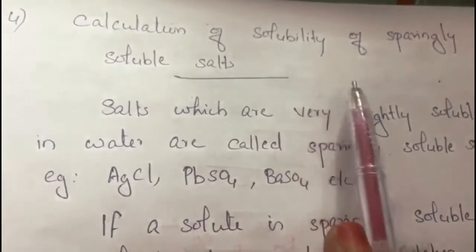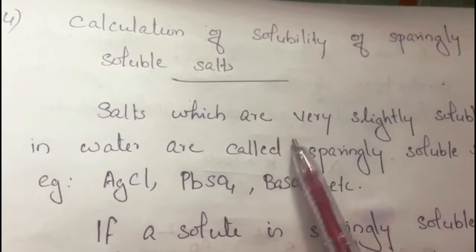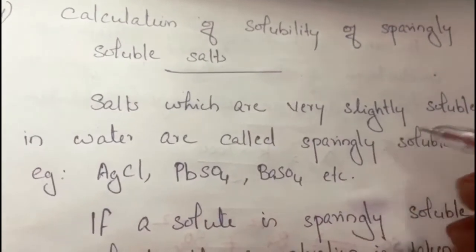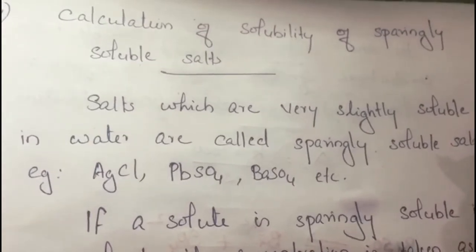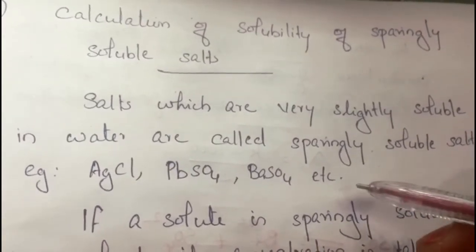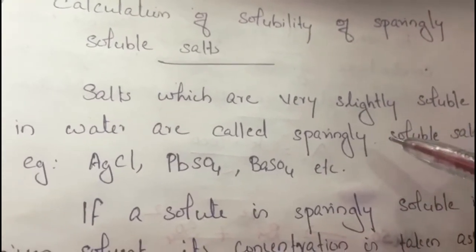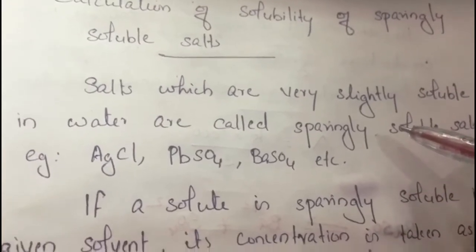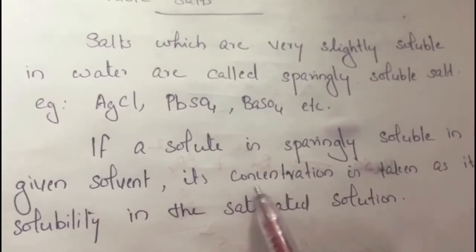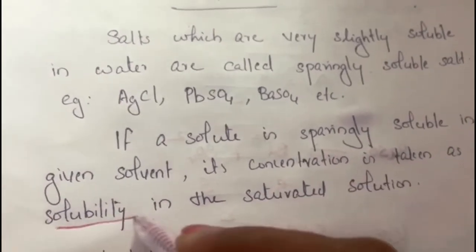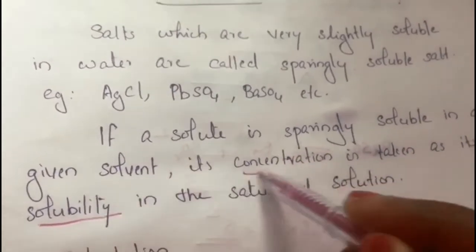So the next application of Kohlrausch law is calculation of solubility of sparingly soluble salt. Salts which are very slightly soluble in water are called sparingly soluble salts. Examples are silver chloride, lead sulfate, barium sulfate, etc. If a solute is sparingly soluble, it means only a little amount of the substance will dissolve in a solvent. In that case, its concentration is taken as its solubility. How much it is dissolved in a solvent, that will be the same as its concentration.